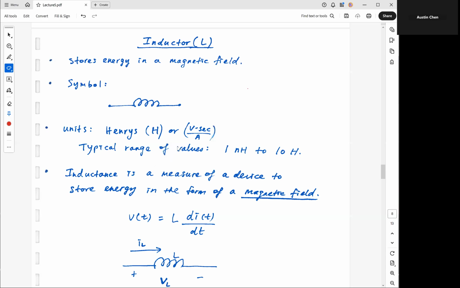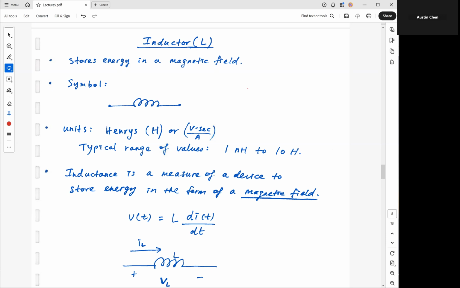Okay, so next let's look at inductor. So inductor is considered as a dual of a capacitor. Instead of storing energy in electric field, inductor stores energy in magnetic field. And the symbol of the inductor looks very much like a resistor, but not quite. But as you will see, it sort of behaves like a resistor, but there is some subtle difference between the two, as I will discuss shortly.